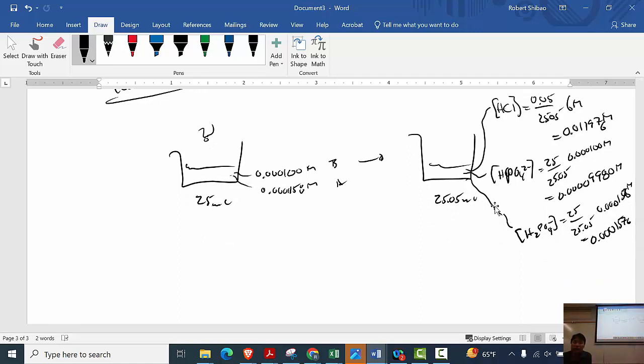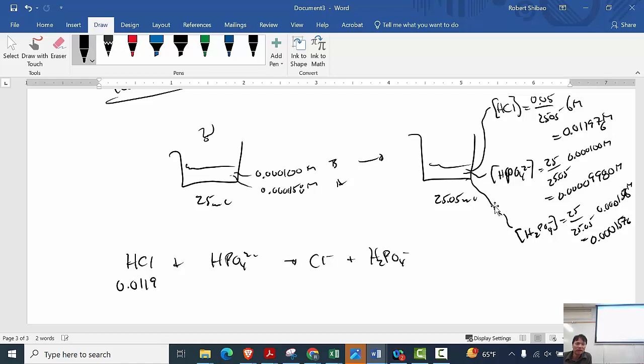Okay, after I do this, then what do we do? Take the strongest acid, HCl, plus the strongest base. In this case, the strongest base is the monohydrogen phosphate. And this is going to make chloride and dihydrogen phosphate. The initial HCl is 0.011976. The initial monohydrogen phosphate is 0.0000998, just go with that, molar. Chloride 0 molar. Dihydrogen phosphate is 0.0001576 molar.